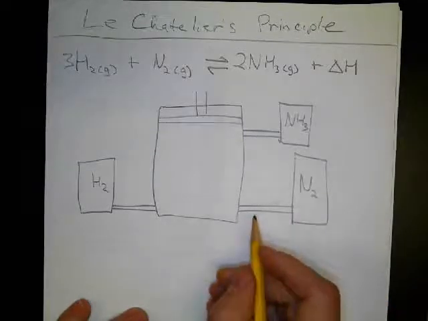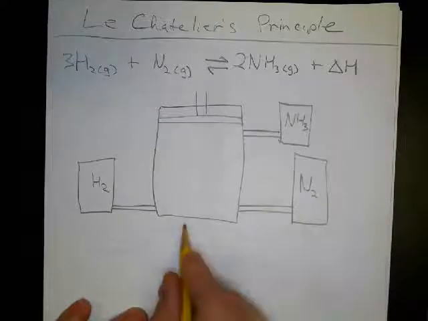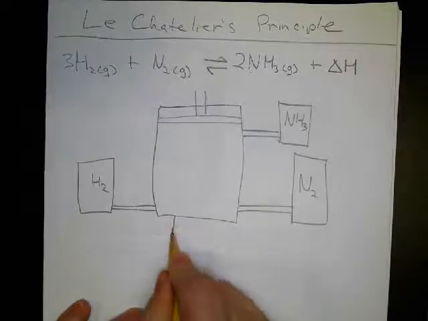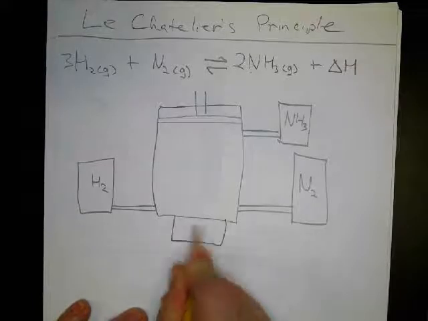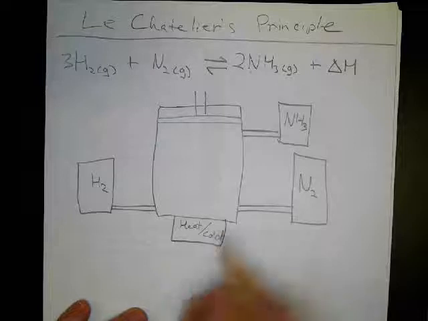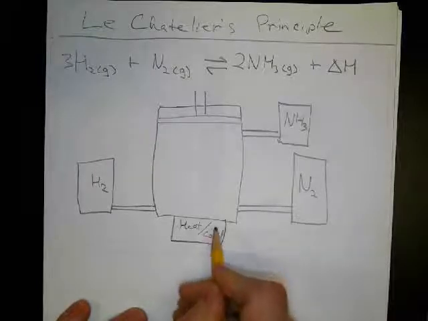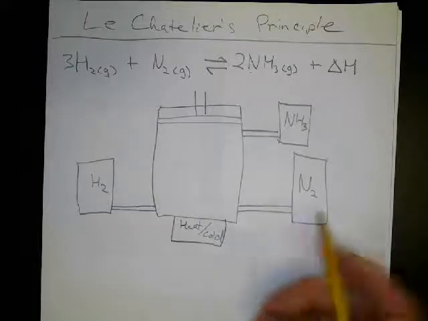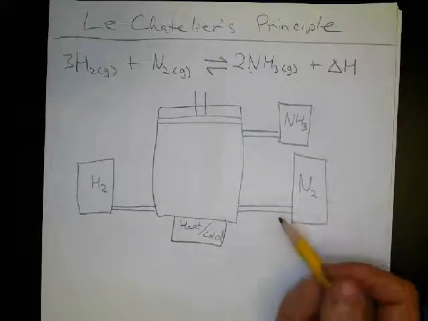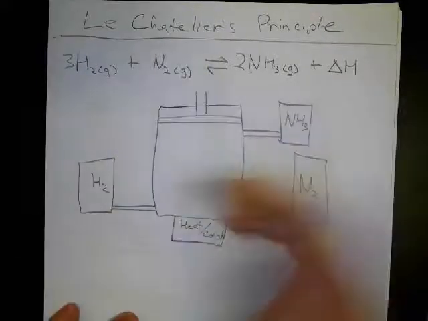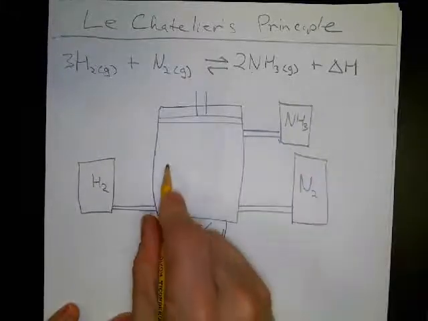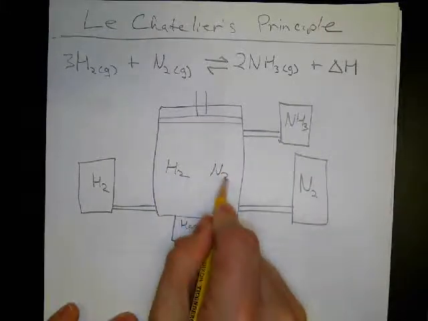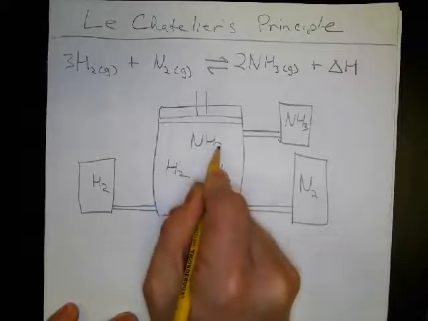Now, what I really need is a variable heat source that can go high or low. So let's just put a box here, and I'm going to put heat/cold to say that we could make this hot or cold depending on what we need at any given time. Okay? And let's suppose we open up the valves once and we let hydrogen and nitrogen and ammonia all flood in at the same time.